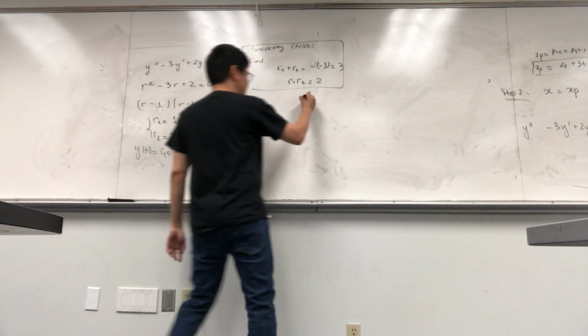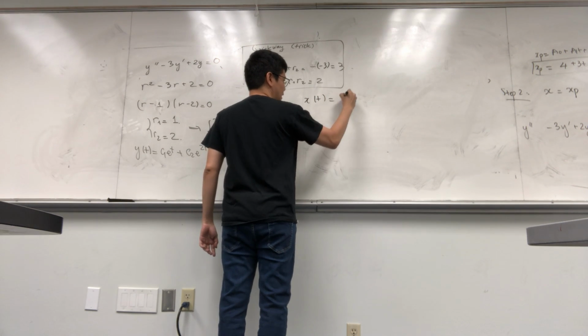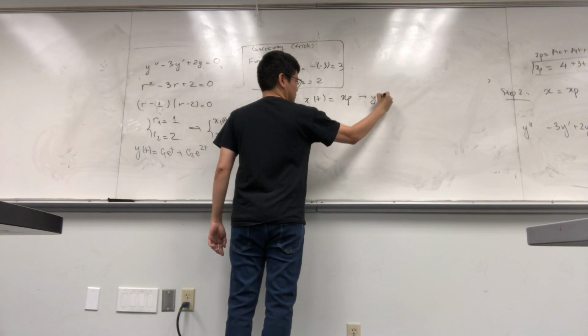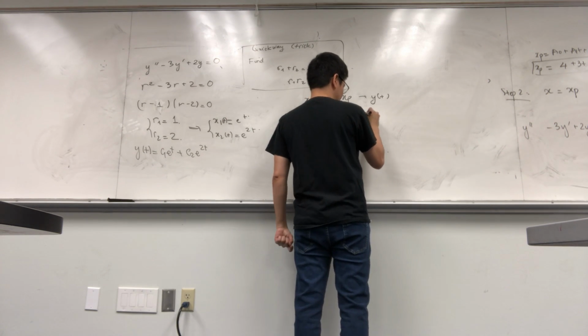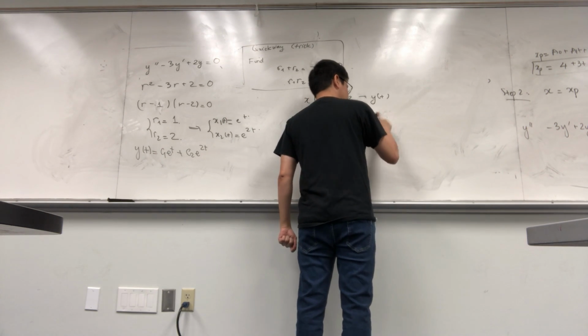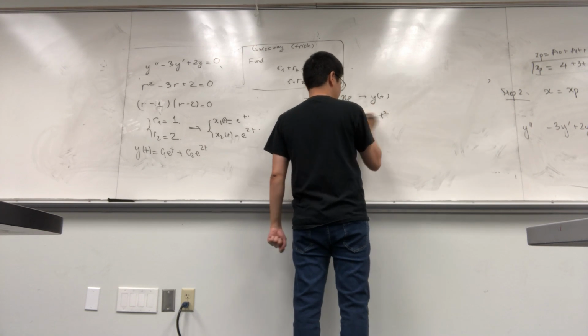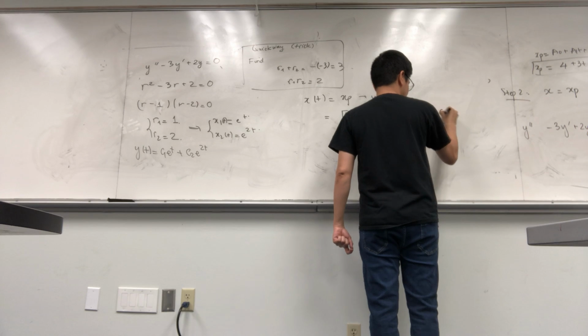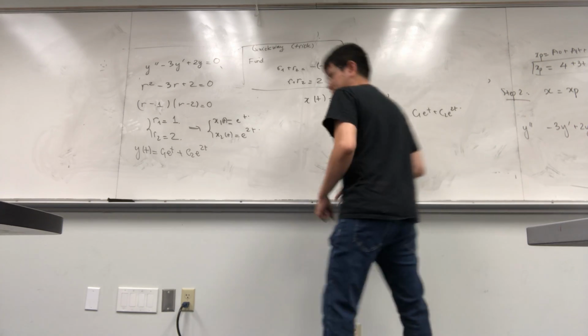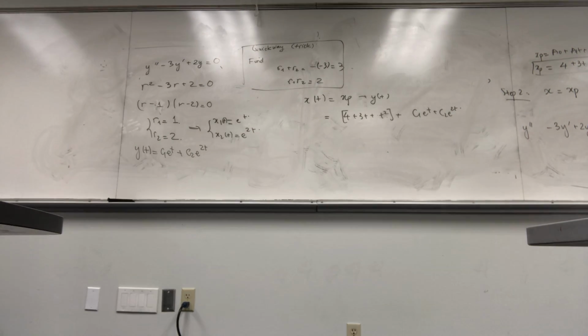So now the solution will be xp plus y(t), right? So xp is 4 plus 3t plus 2 plus t squared, plus c1 e to the t plus c2 e to the 2t. Is it clear? Questions?